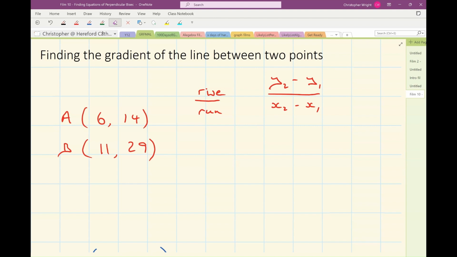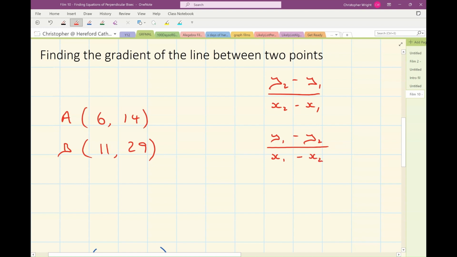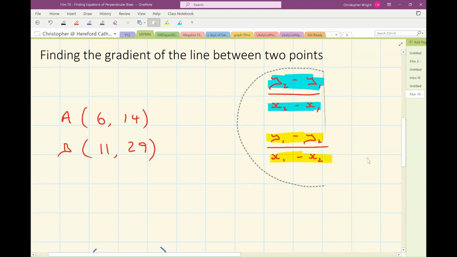Let's focus on change in y over change in x, and let's remember that you could do y2 minus y1 over x2 minus x1, or you could look at the points the other way around, and you could do y1 minus y2 over x1 minus x2. It doesn't matter whether you do y2 minus y1 divided by x2 minus x1 or y1 minus y2 divided by x1 minus x2, but you must do the same way round on the change in y as you do in the change in x.